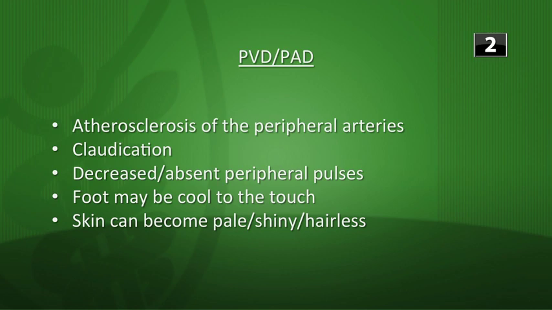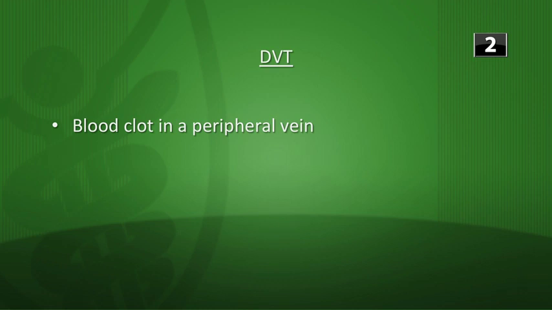So if you see a patient, especially a man, who has hairy upper legs and then no hair below the knees, think about the possibility of PVD. Then a DVT is a blood clot that forms in a peripheral vein, often because of immobilization. Now with DVT, the leg is likely to be relatively warm, not necessarily warmer than any other part of the body, but warmer than the cool foot we saw with PVD.